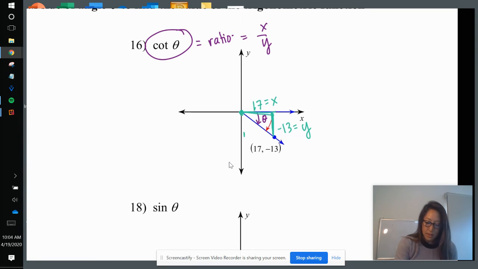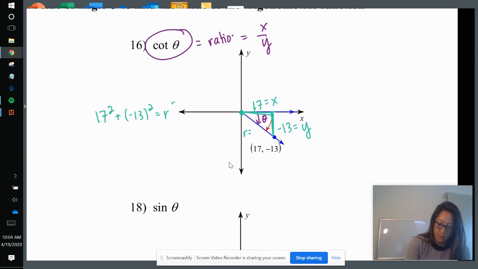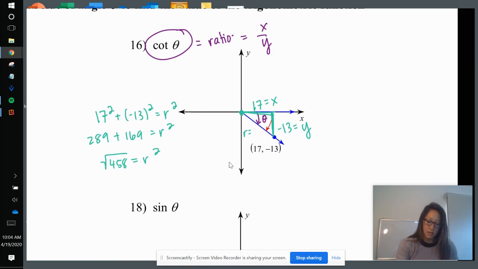How could I find the radius if I needed to? You would use the Pythagorean theorem. So 17 squared plus negative 13 squared is equal to r squared. I'm going to use a calculator. 289 plus 169 is equal to r squared. Then I'm going to square root that answer, but it is irrational. So r is equal to the square root of 458.